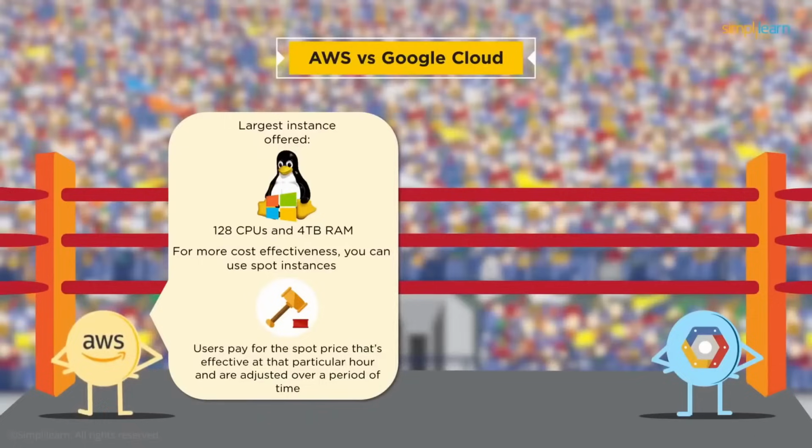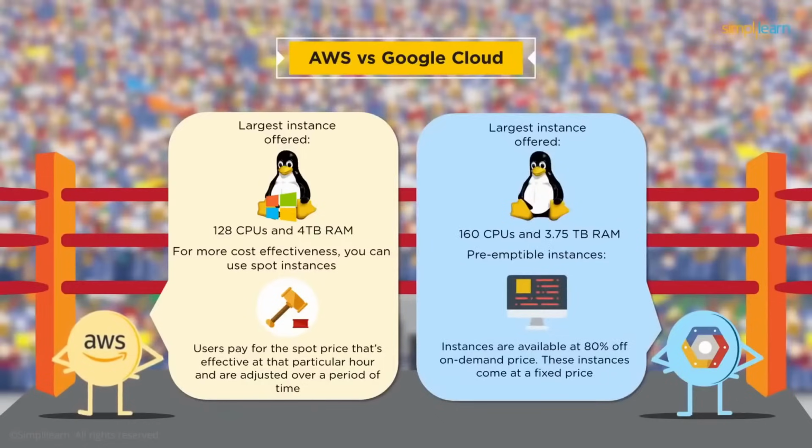Now, you pay for the spot price, which is effective at a particular hour. Now, these spot prices do fluctuate, but are adjusted over a period of time. The largest instance offered with Google Cloud is 160 CPUs and 3.75 TBs RAM.